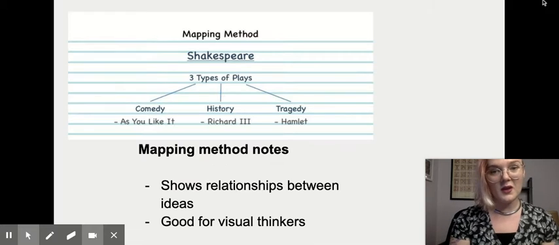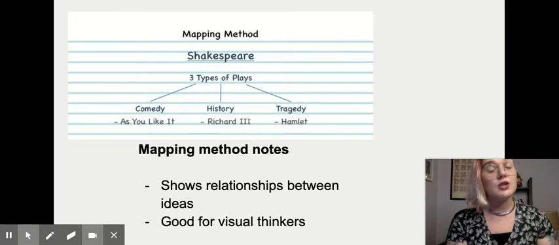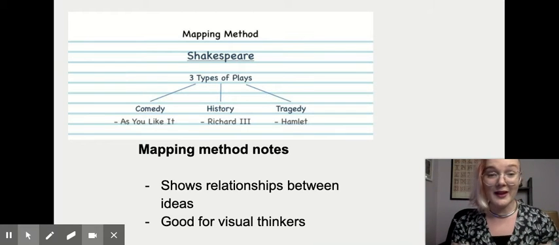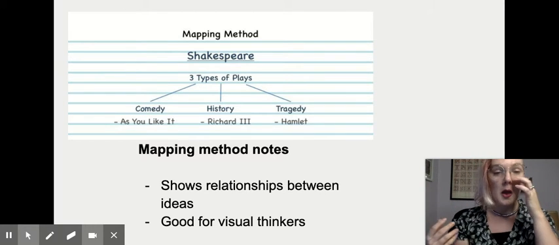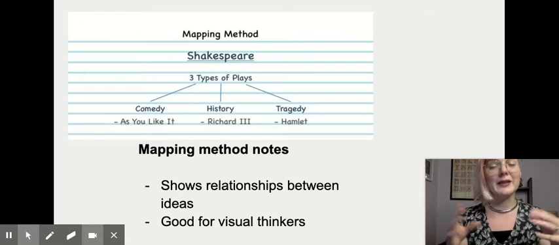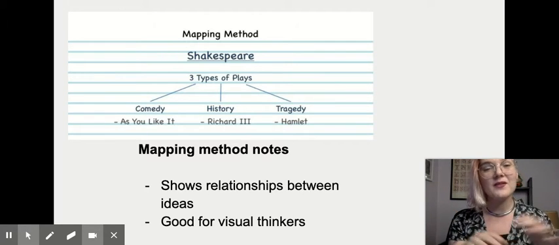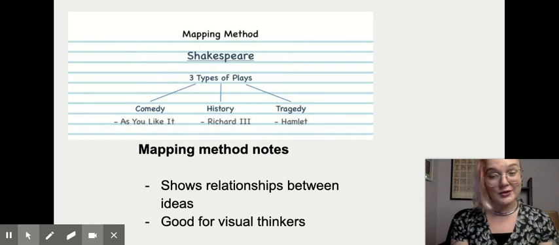Now, with mind mapping, you say the exact same information. Shakespeare wrote three big types of plays: comedies, histories, tragedies. But mind mapping is going to show relationships between ideas with lines instead of indents. This is really good for your visual thinkers.